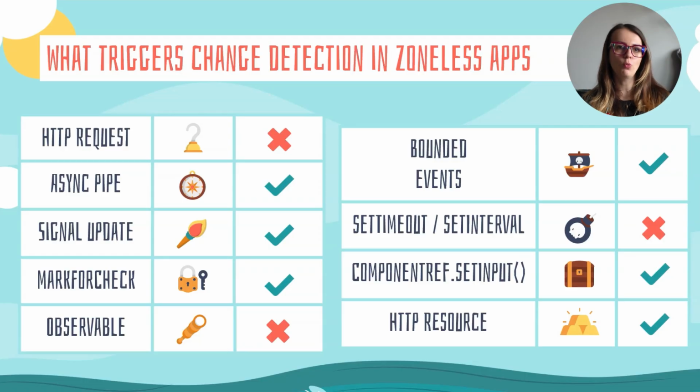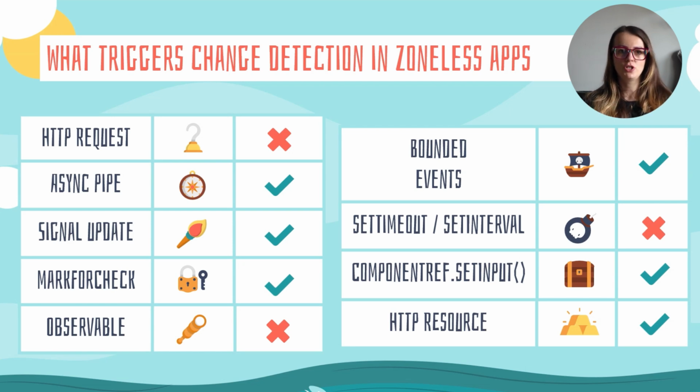Now let's recap with a quick summary of what will trigger change detection and what not. First, what will work? markForCheck, async pipe, signal value update, experimental httpResource, bound events, ComponentRef setInput. And what will not trigger change detection anymore? And of course, this is only the most popular examples. Standard HTTP requests, observables, setTimeout, setInterval. So the pattern is clear. In zoneless Angular, we are responsible for triggering change detection.